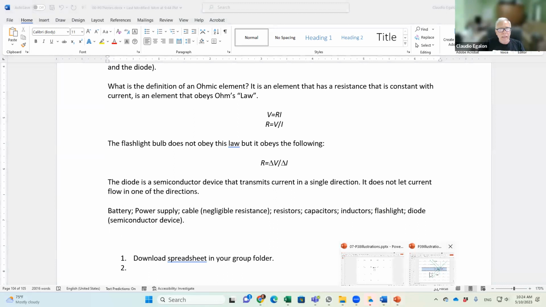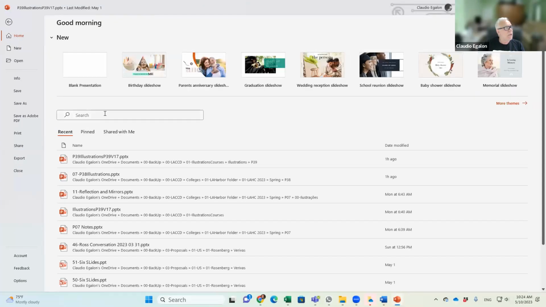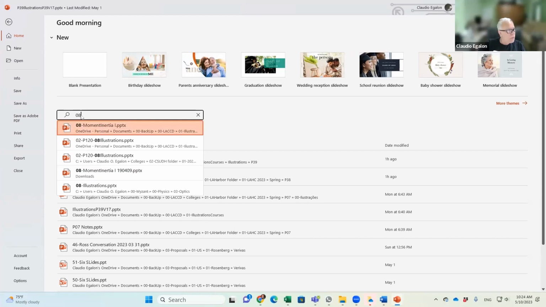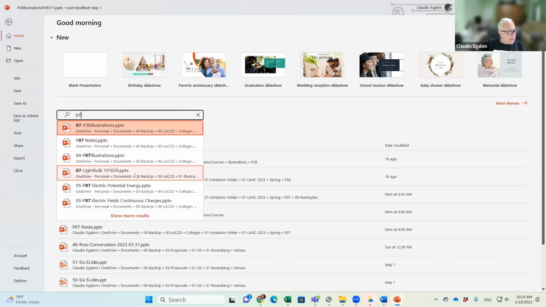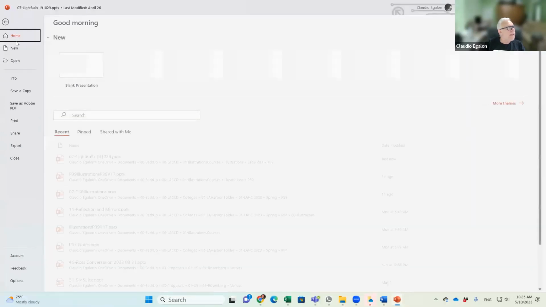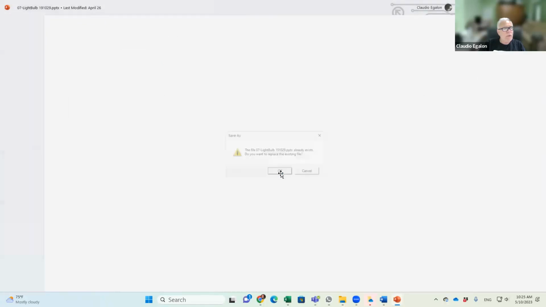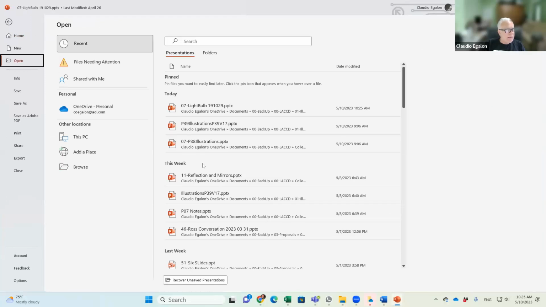Let me get the PowerPoint for the diode. Let's see if I have it here. No. Let's see, P38. Light bulb must be 0.8. Moment of inertia, no. Okay, sometimes we have to do a little trick to find files that we do not know where they are located. But I do know that this file is located in the same place as the document I just opened. Let's see what's going on here. Browse.